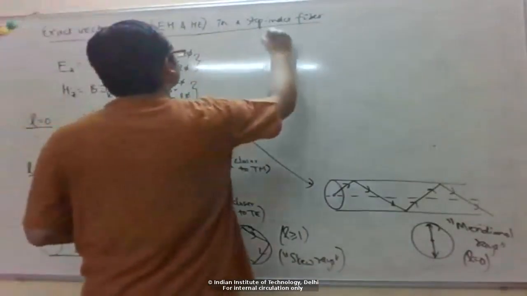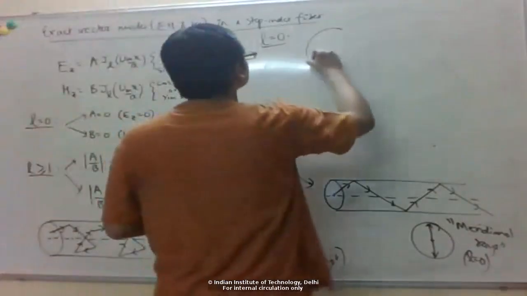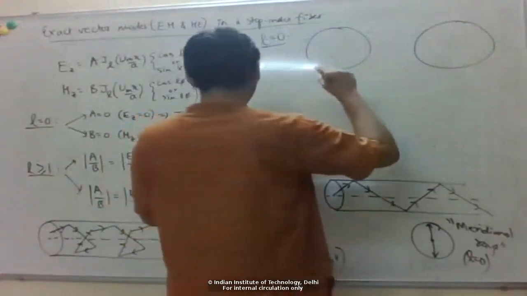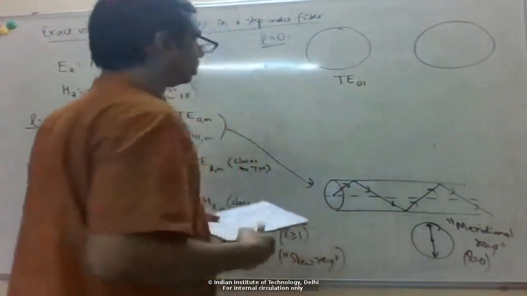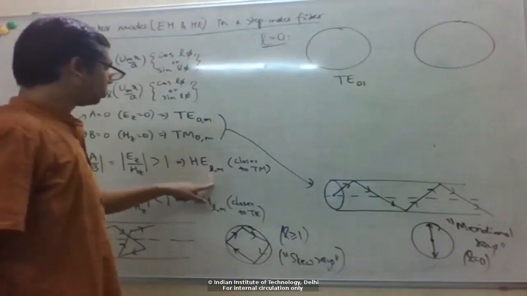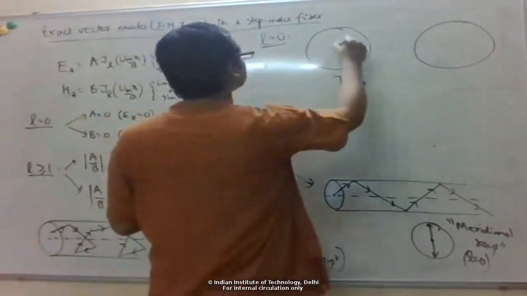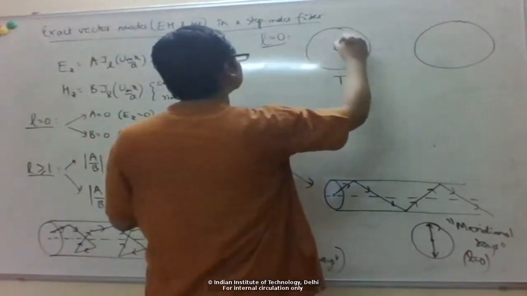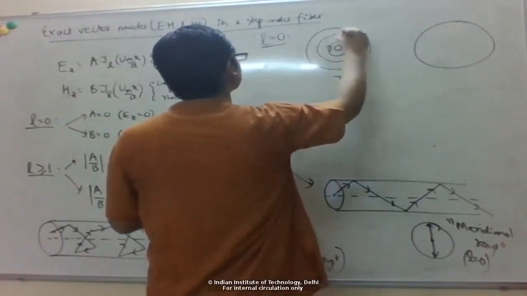So let's first look at L equal to 0 again. So that will be the TE or TM modes. TE01, that will be the first. So L goes from 0, 1, 2, 3, M goes from 1, 2, 3, 4. So TE01 will be the lowest order mode, right? So that has a null in the center, and the electric field will actually be azimuthal.